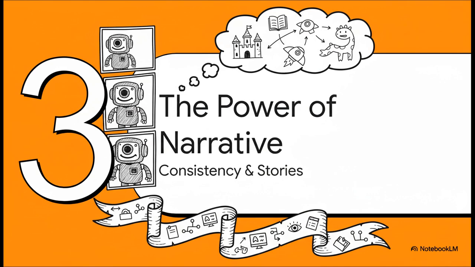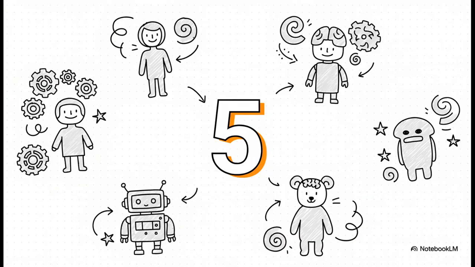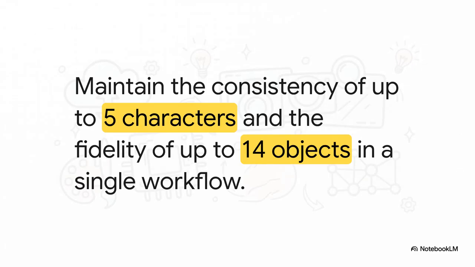All right, this next one, this is huge for all the storytellers out there. It's the power of narrative. One of the biggest headaches with AI has always been consistency, right? Trying to keep a character looking the same from image to image. Well, that's about to change. Okay, I want you to remember this number, 5. That's how many different characters you can lock in and keep consistent through one single project. So basically, you can create a whole cast of up to 5 characters, and they'll actually stay looking like themselves.